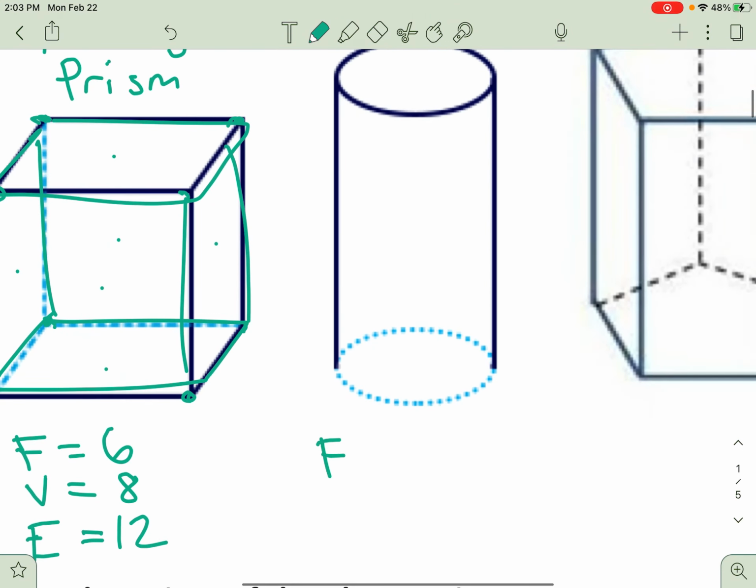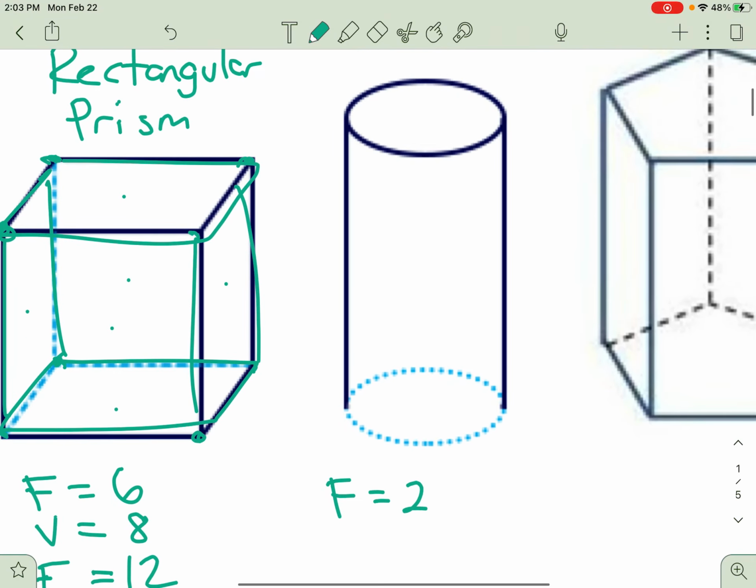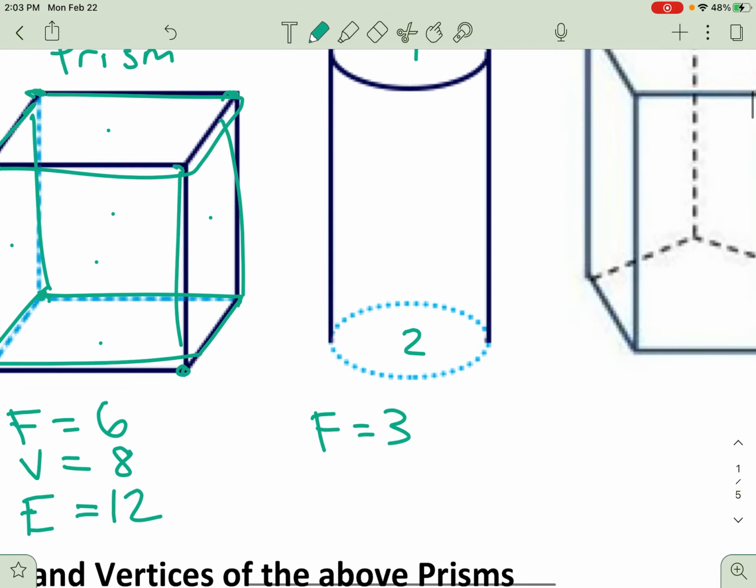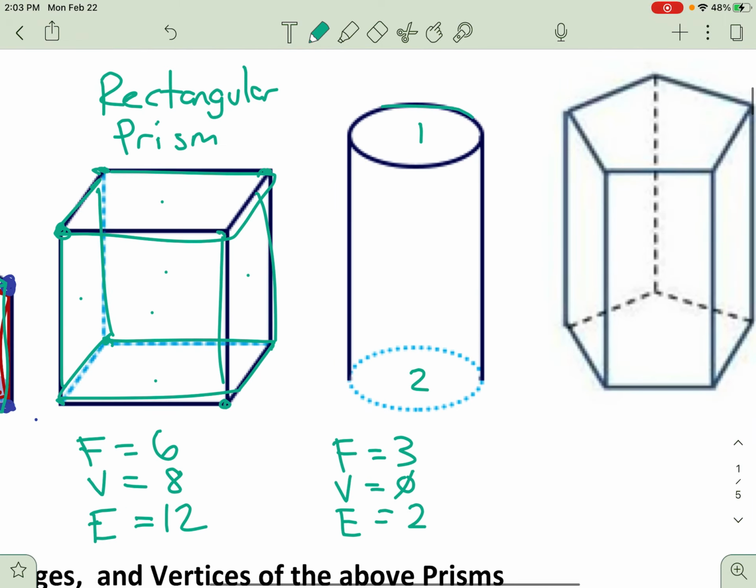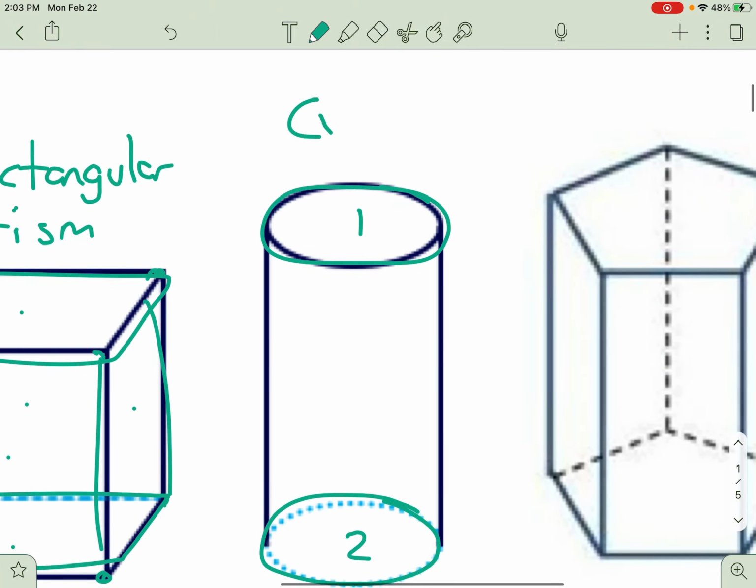Cylinder. Cylinder has, let's see, basically 2 faces. Or I'm sorry, 3 faces, because you have the 1 here, you got 2 here, and then there are no real edges on a cylinder, right? Vertices, it doesn't have any. Edges, it's got 2, because you got the 1 up here that's all connected, and then 1 down here that's all connected as well. Okay, and that's called a cylinder.